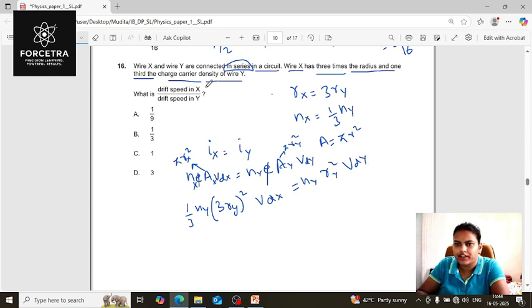So we have to find the drift velocity in X upon drift velocity in Y. So v_dx upon v_dy we have to find. So it would be n_y r_y square upon 3 times n_y, 9 r_y square. So when you solve it, it would get cancelled and you get 1 upon 3. B is the correct option.